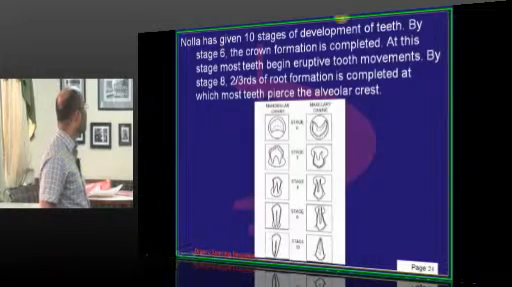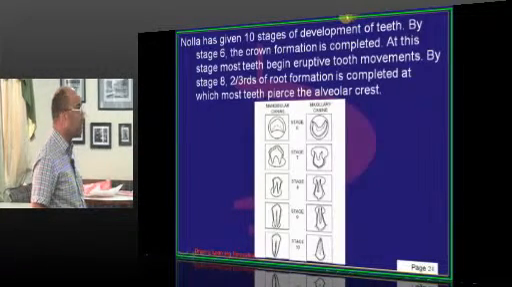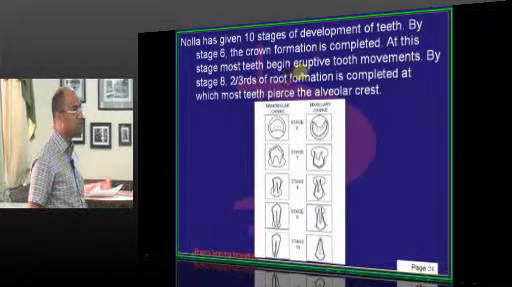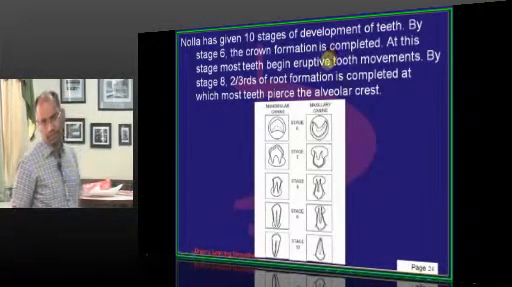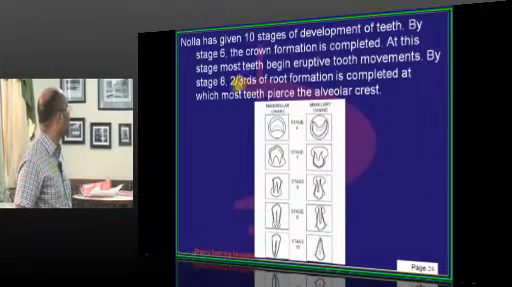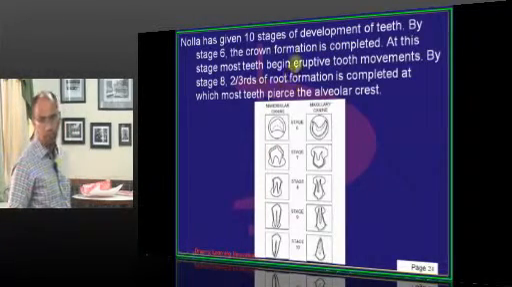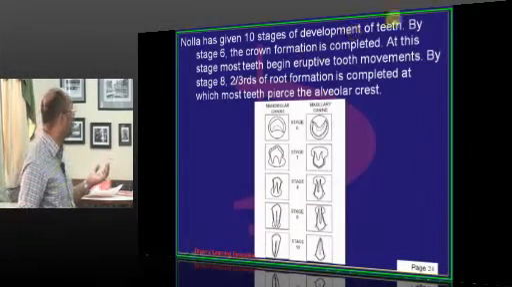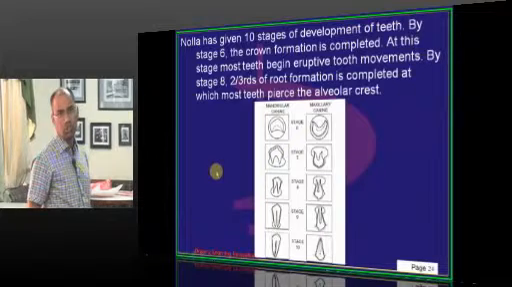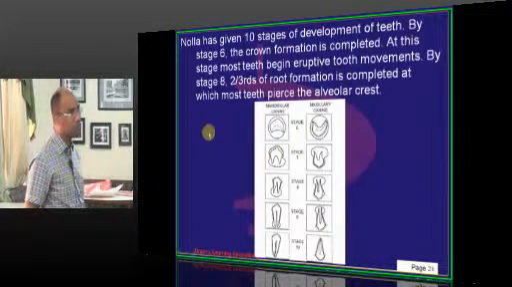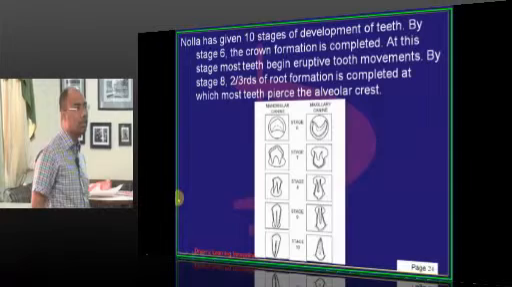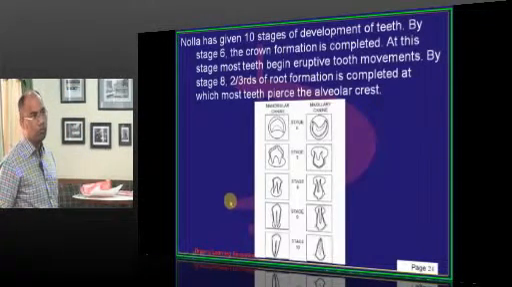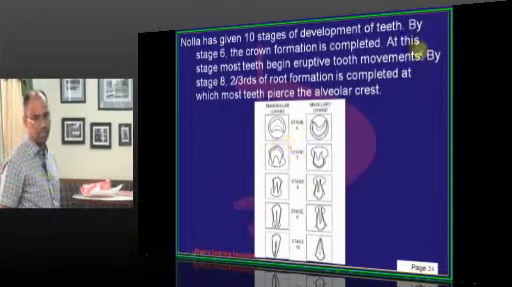So Nolla has given 10 stages of development of teeth. By stage 6, the crown formation is completed. So at this stage, you see the eruptive tooth movements. By the 8th stage, 2/3 of the root is formed, which will allow the tooth to pierce the oral cavity and erupt. So clinically, you can see the tooth eruption once the 2/3 of the root is formed. That coincides with the 8th stage, whereas eruptive movements begin with the 6th stage.